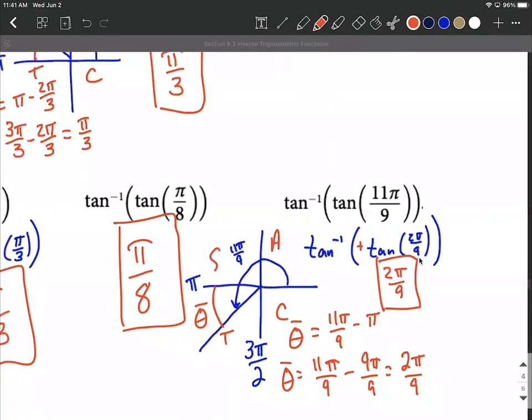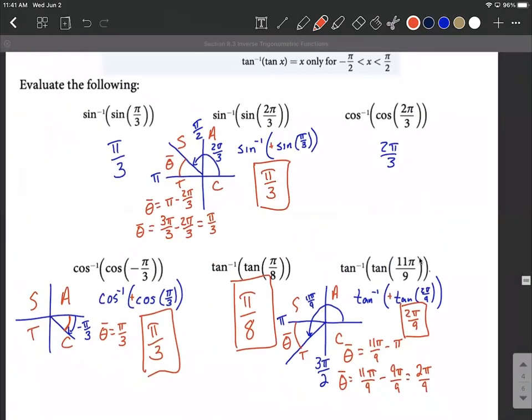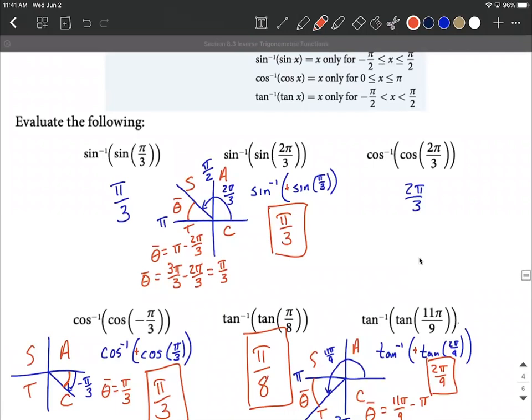All right, hope this helps out. I really would encourage you, have this box memorized on which values are acceptable. That sine and tangent are between the fourth and the first quadrant, whereas cosine is first and second quadrants.